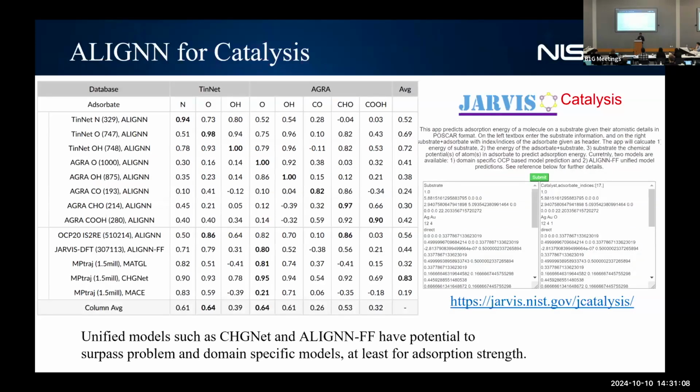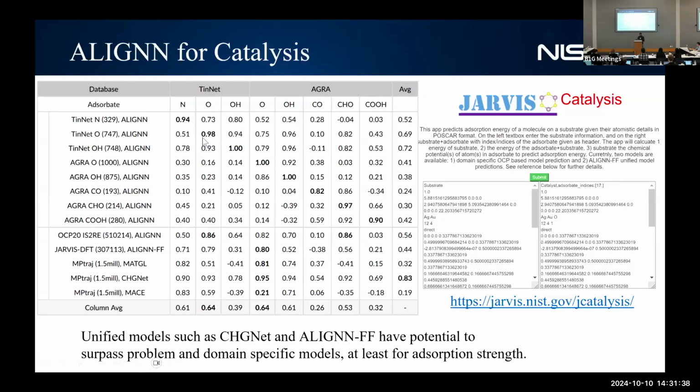So there are several databases out there. In this paper, at least, what we did is use TinNet and AGRA. TinNet is from Virginia Tech, and AGRA is from somewhere in Canada. And we took these two datasets for nitrogen, oxygen, hydroxyl group, and several other functionalities. And then we used a train-test split for a particular model, but we also extended it: what if the model was trained on nitrogen? How did it predict on oxygen? So it's a very different kind of idea.